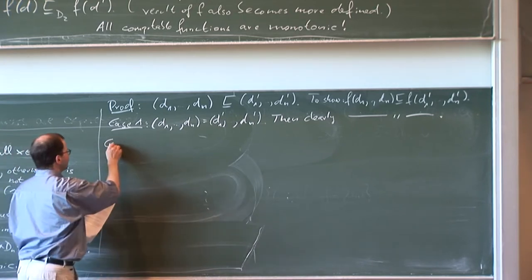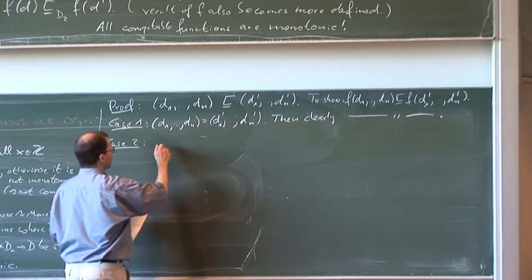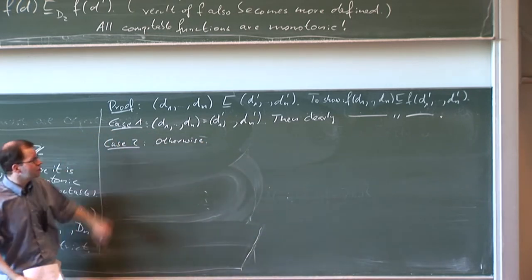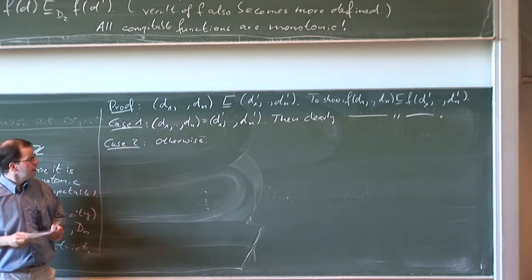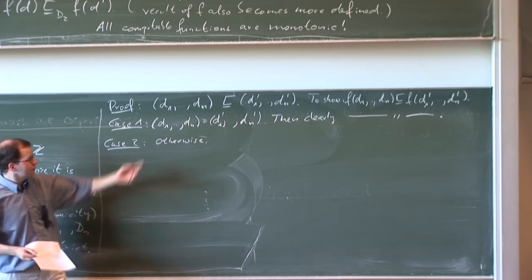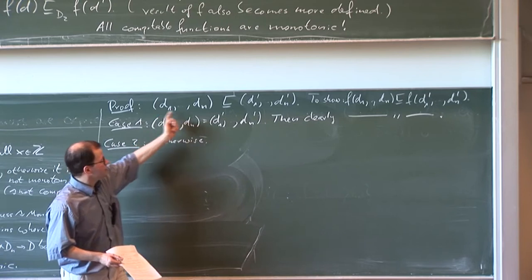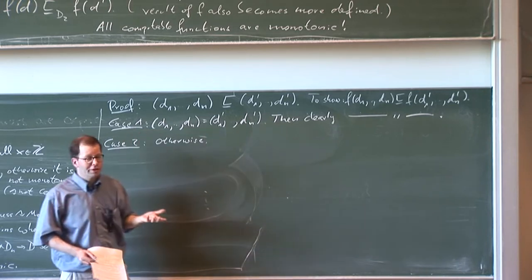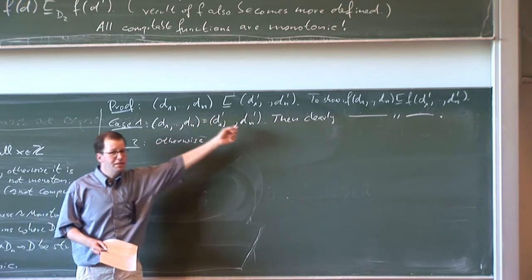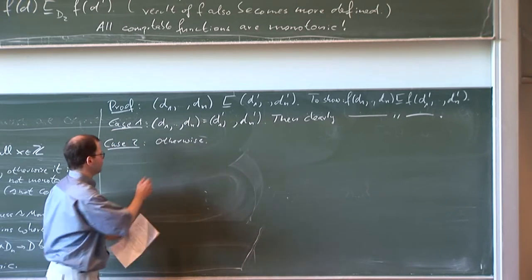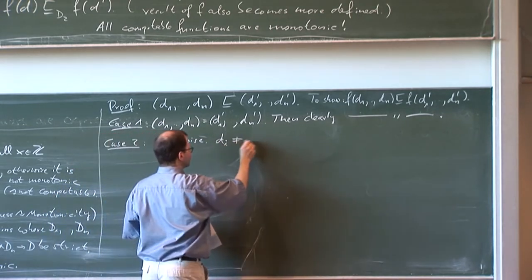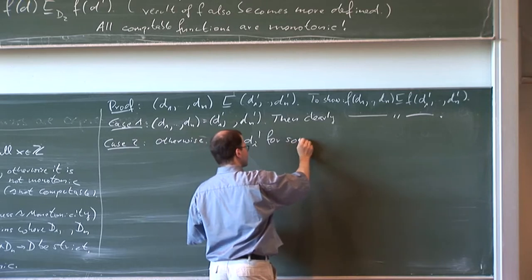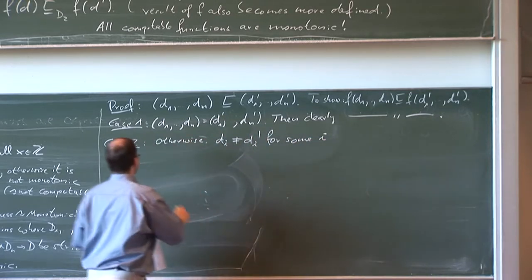The other case is the otherwise case. So now they are not equal. Now if they are not equal, this here means that D1 is less defined or equal than D1 prime, D2 is less defined or equal than D2 prime, and so on. And if they are not equal, then there is some di where di is different from di prime. So there is some di which is different from di prime, for some i.